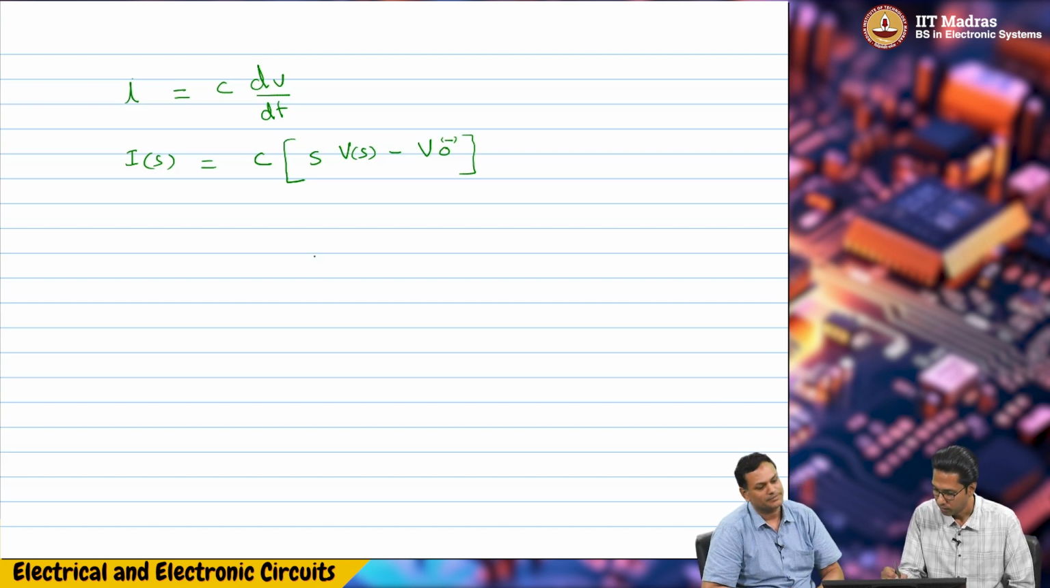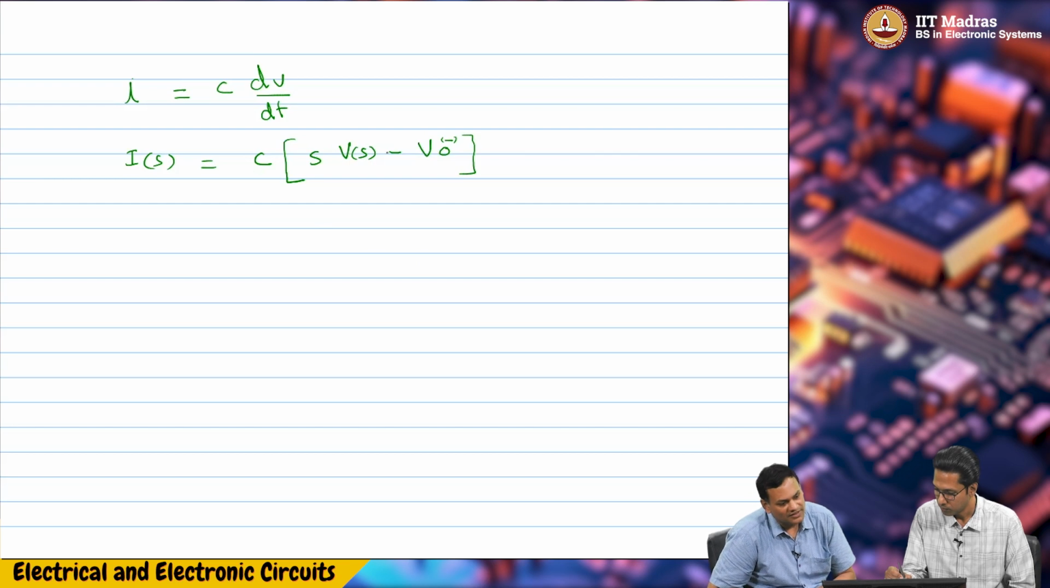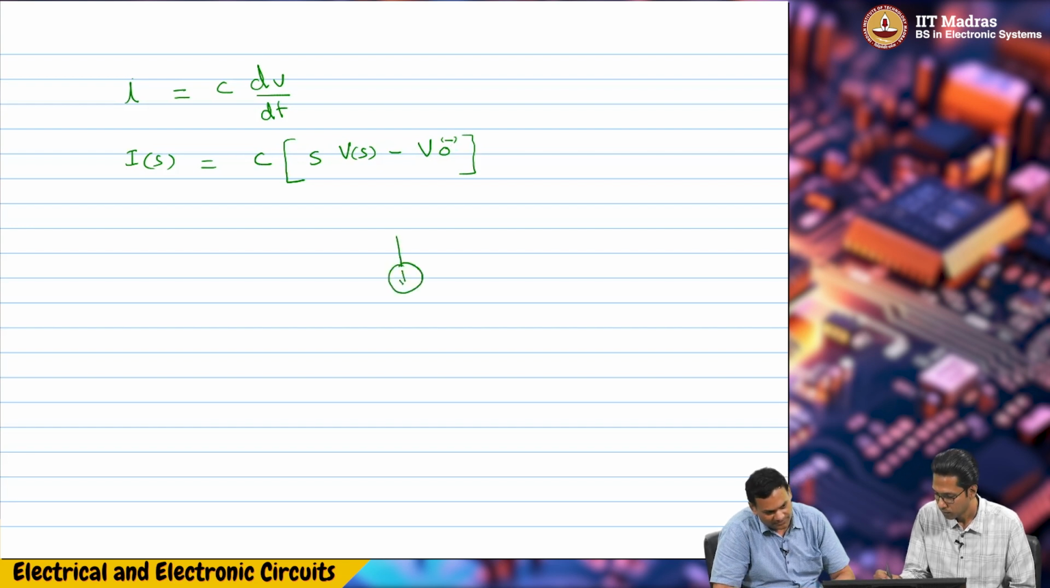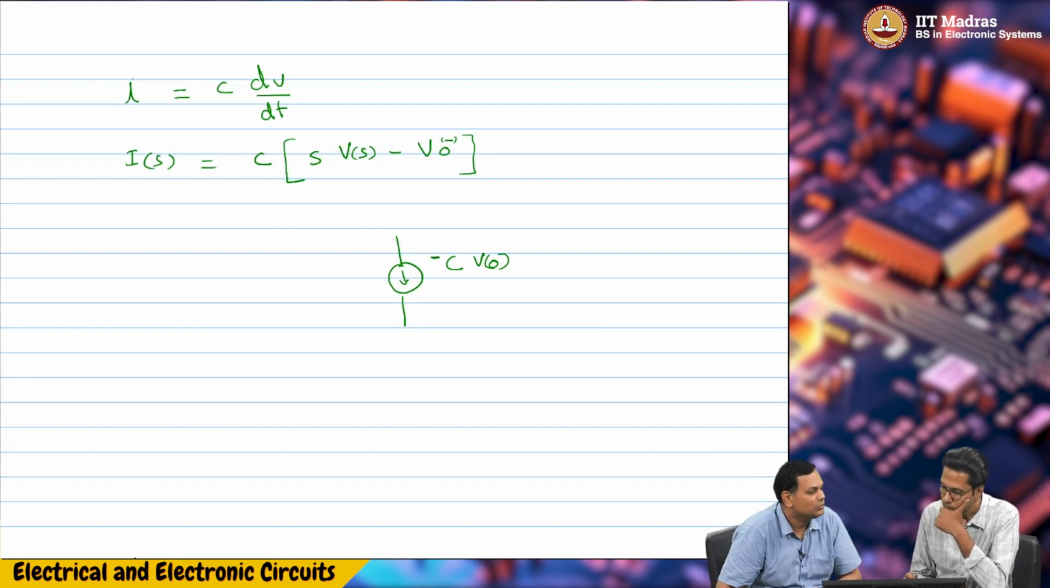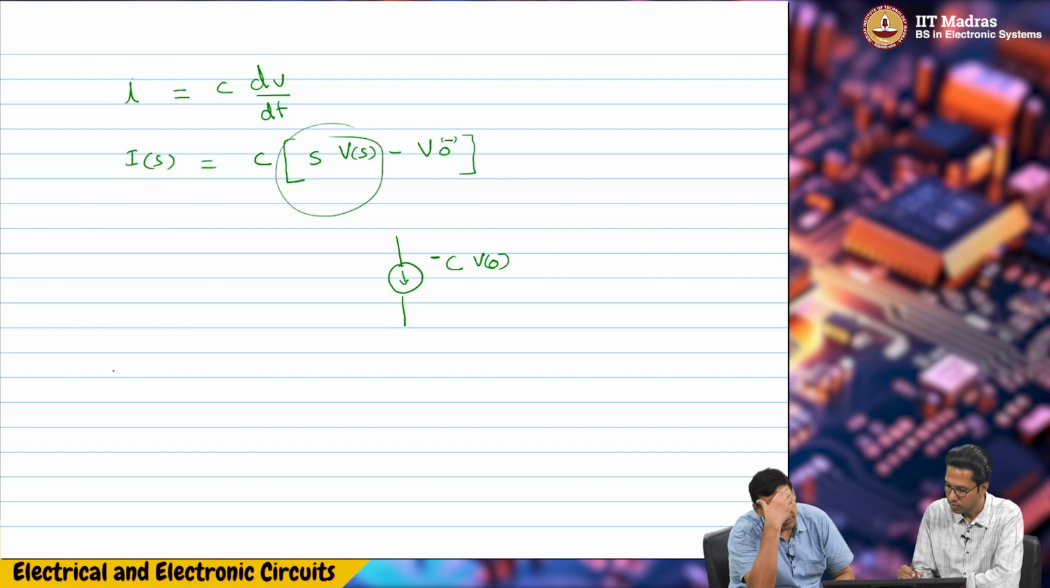Anyway, first I will draw the current source, because C into V of 0 minus. That is minus. So minus C into V of 0 minus will be this current source. The other part of the current is C times S into V of S, and you are adding the two.